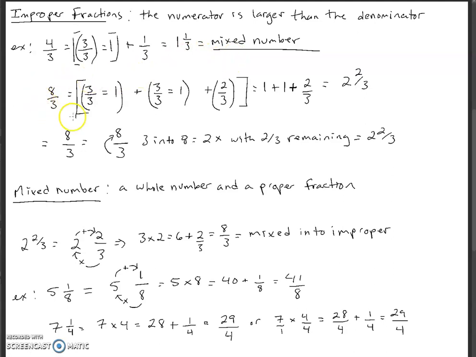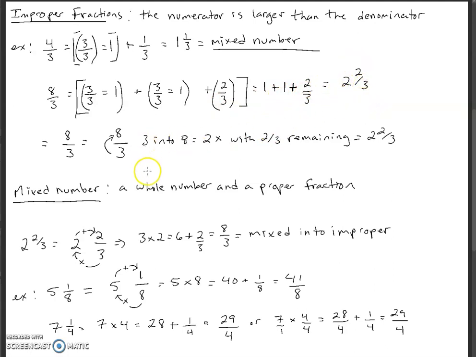So 8/3 would be 3/3, which equals 1, plus another 3/3, and we have 6/3 exhausted, and there's 2/3 remaining. 1 plus 1 equals 2, plus 2/3. We have 2 and 2/3.